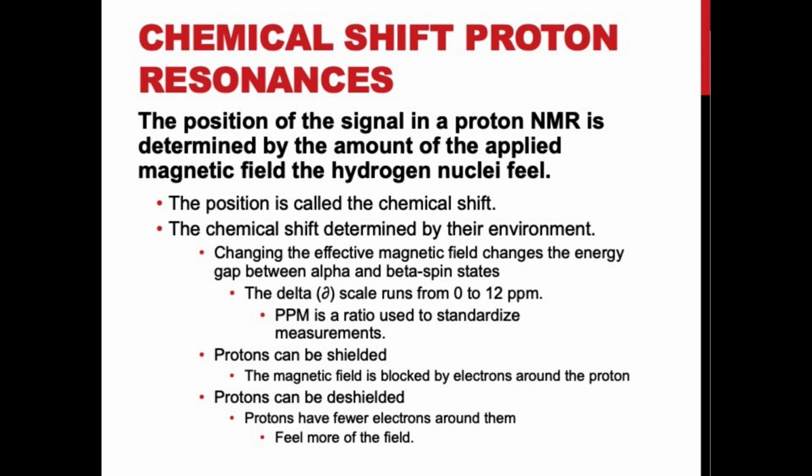Changing the magnetic field that the hydrogen feels changes the difference between the energies of the alpha and the beta state. And so that difference in energies corresponds to where the resonance or the signal will show up in the NMR. So the scale that we have is called the delta scale, and it runs from 0 to 12 ppm. And ppm is parts per million.